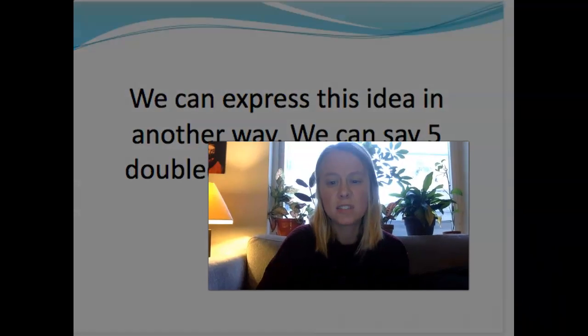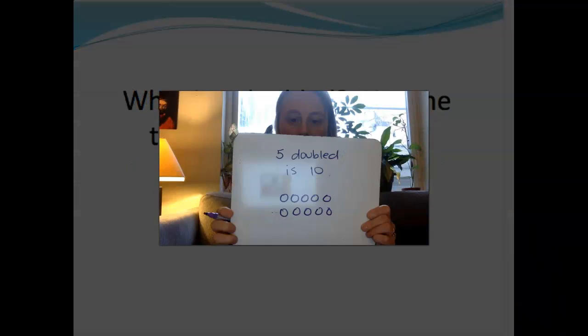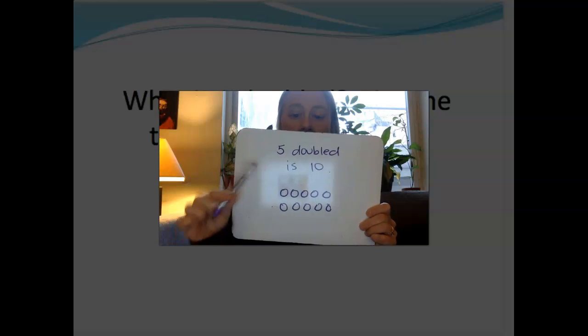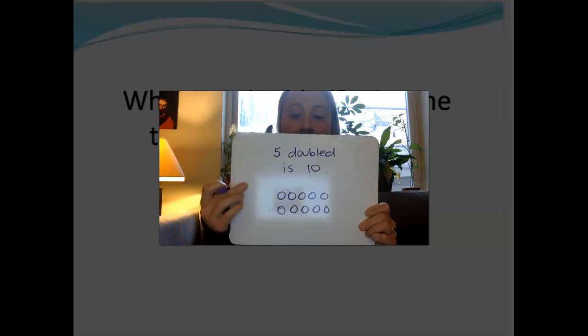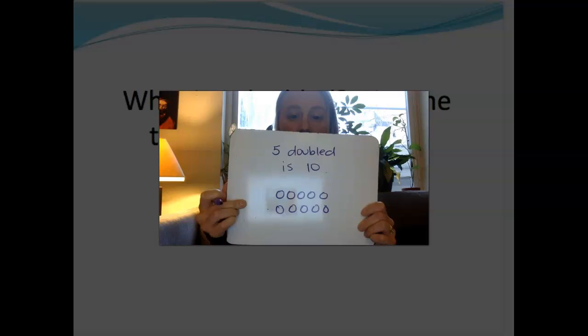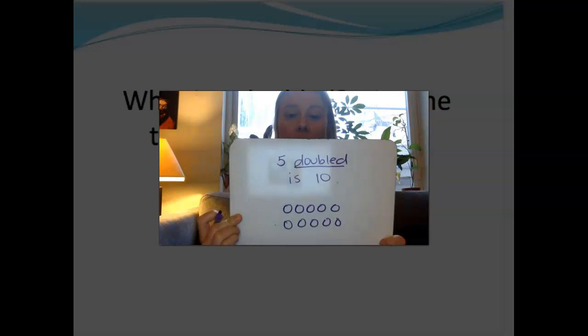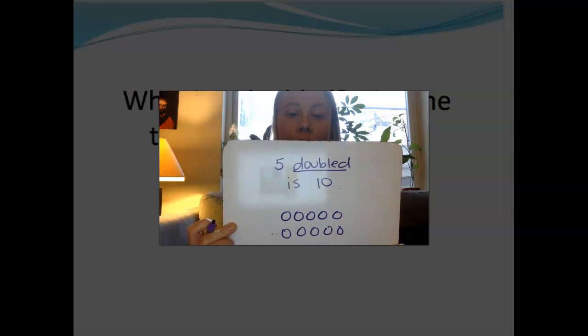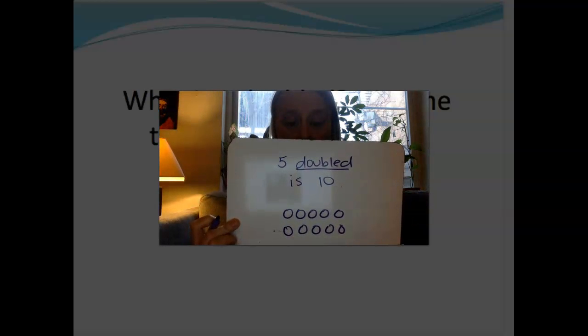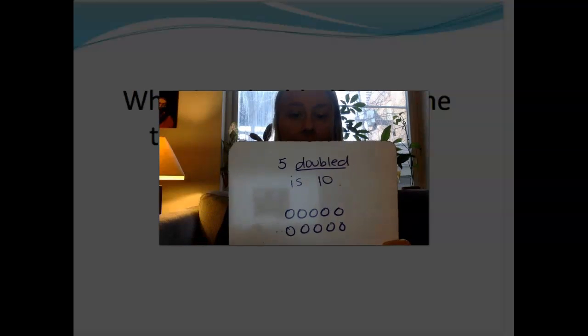So let's pause for a second so I can write it. Okay, here we go. So this is the exact same thing as saying 5 plus 5 equals 10, except we're using our vocabulary now. We're using this word doubled. Let's all read it together. 3, 2, 1. 5 doubled is 10. Awesome job.